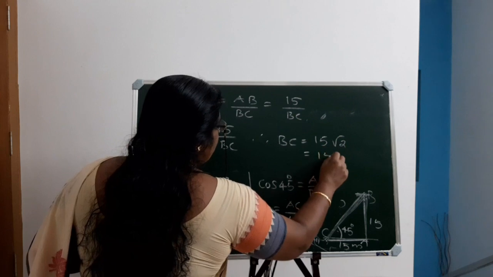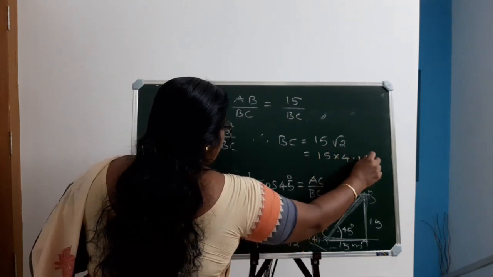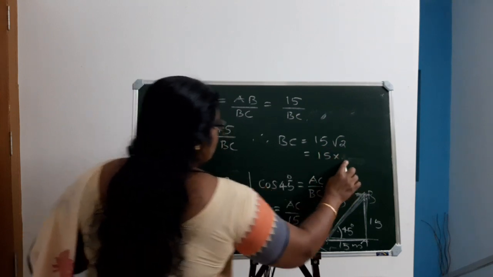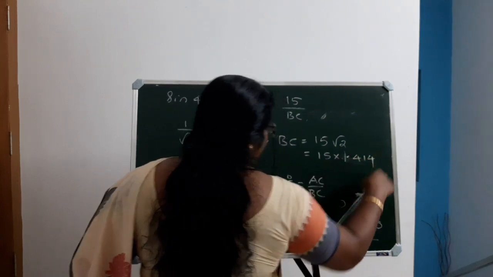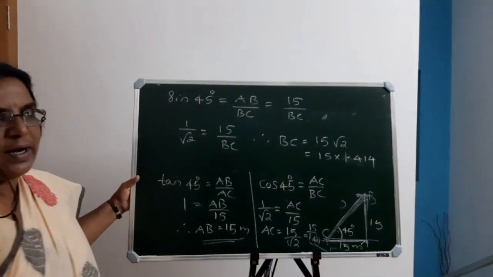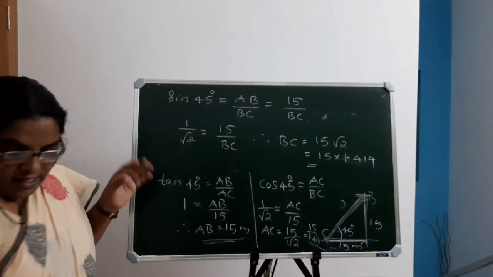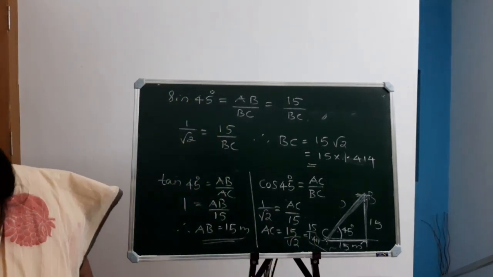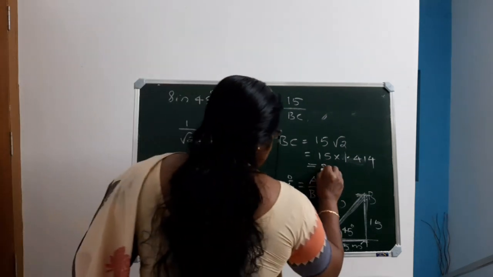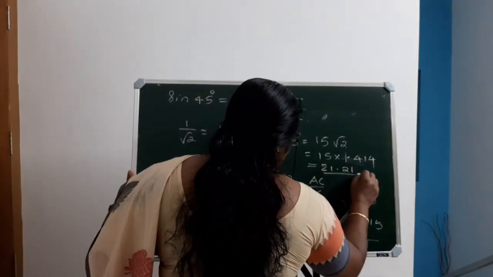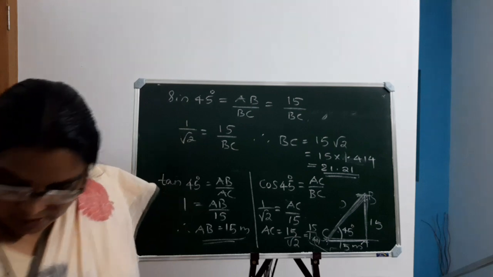This is equal to 15 into 1.414. This is the value of root 2, 1.414. So we can multiply this by 15 and we get the answer 21.21. 21.21. Okay.